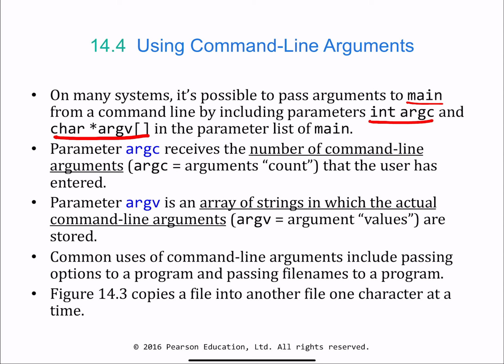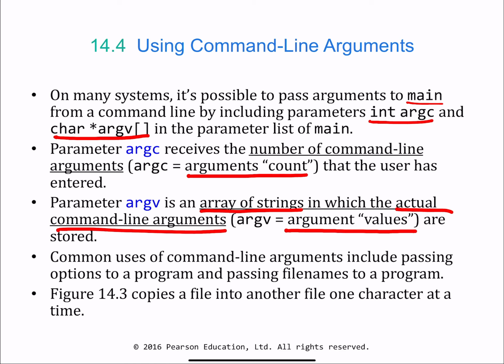Argc can be read and easily remembered as meaning arguments count. This integer will contain the number of arguments that have been passed to your program when it was launched from the command line. The second parameter argv can be thought of as meaning argument values. So what the actual arguments are that have been passed to your program at the command line. And this is basically an array of strings which contain the actual command line arguments.